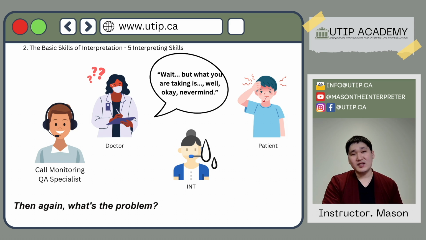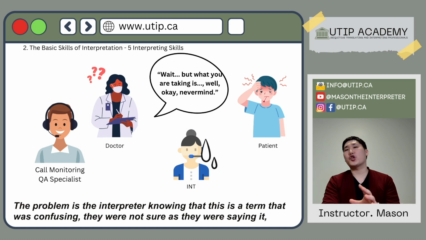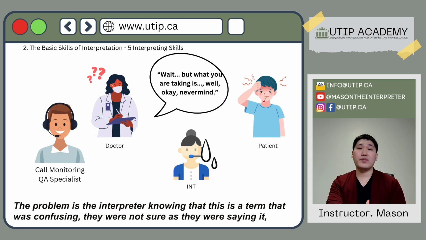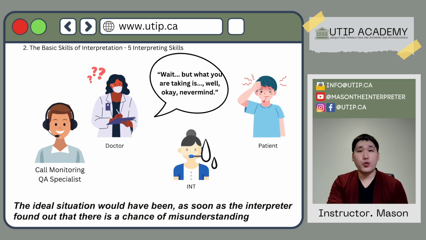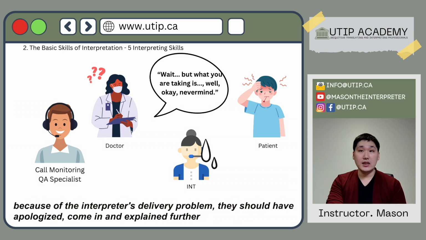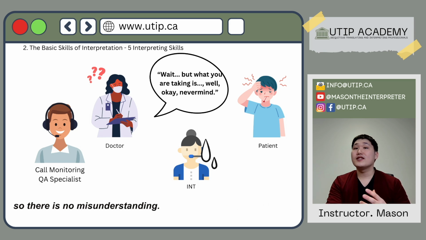Then again, what's the problem? The problem is the interpreter, knowing that this is a term that was confusing, was not sure as they were saying it and pretended like nothing wrong happened from the interpreter's end. The ideal situation would have been, as soon as the interpreter found out that there is a chance of misunderstanding because of the interpreter's delivery problem, they should have apologized, come in and explained further so there is no misunderstanding.